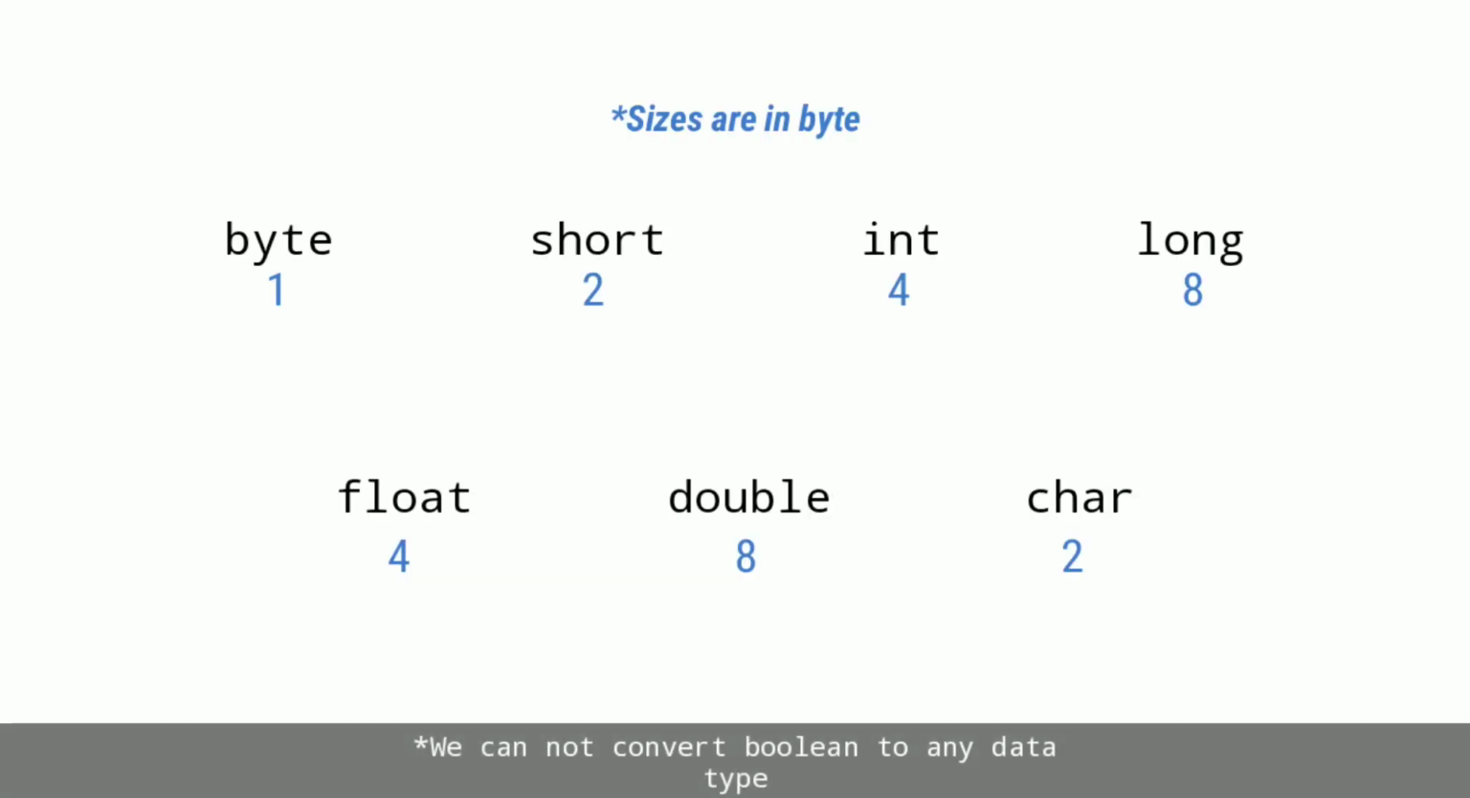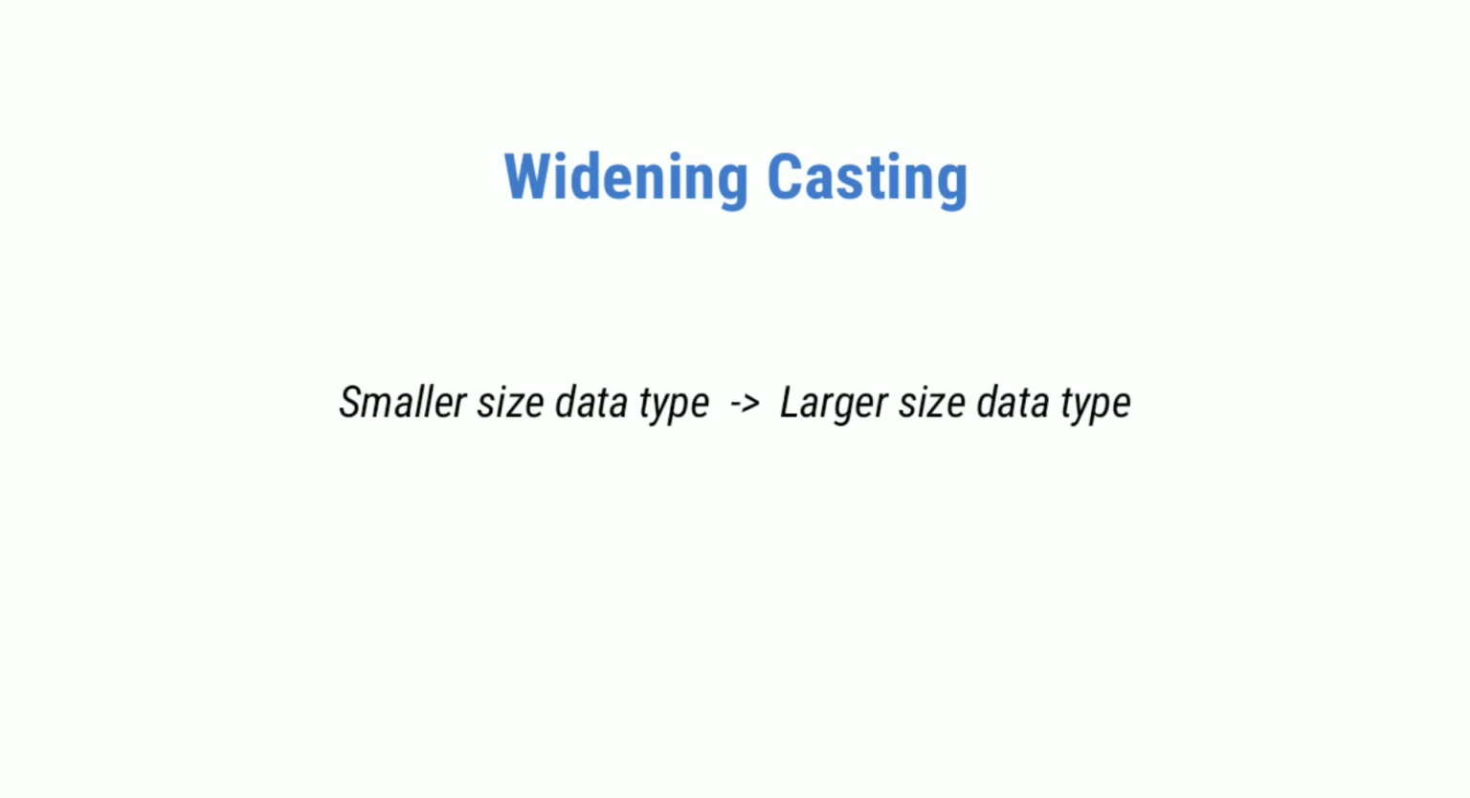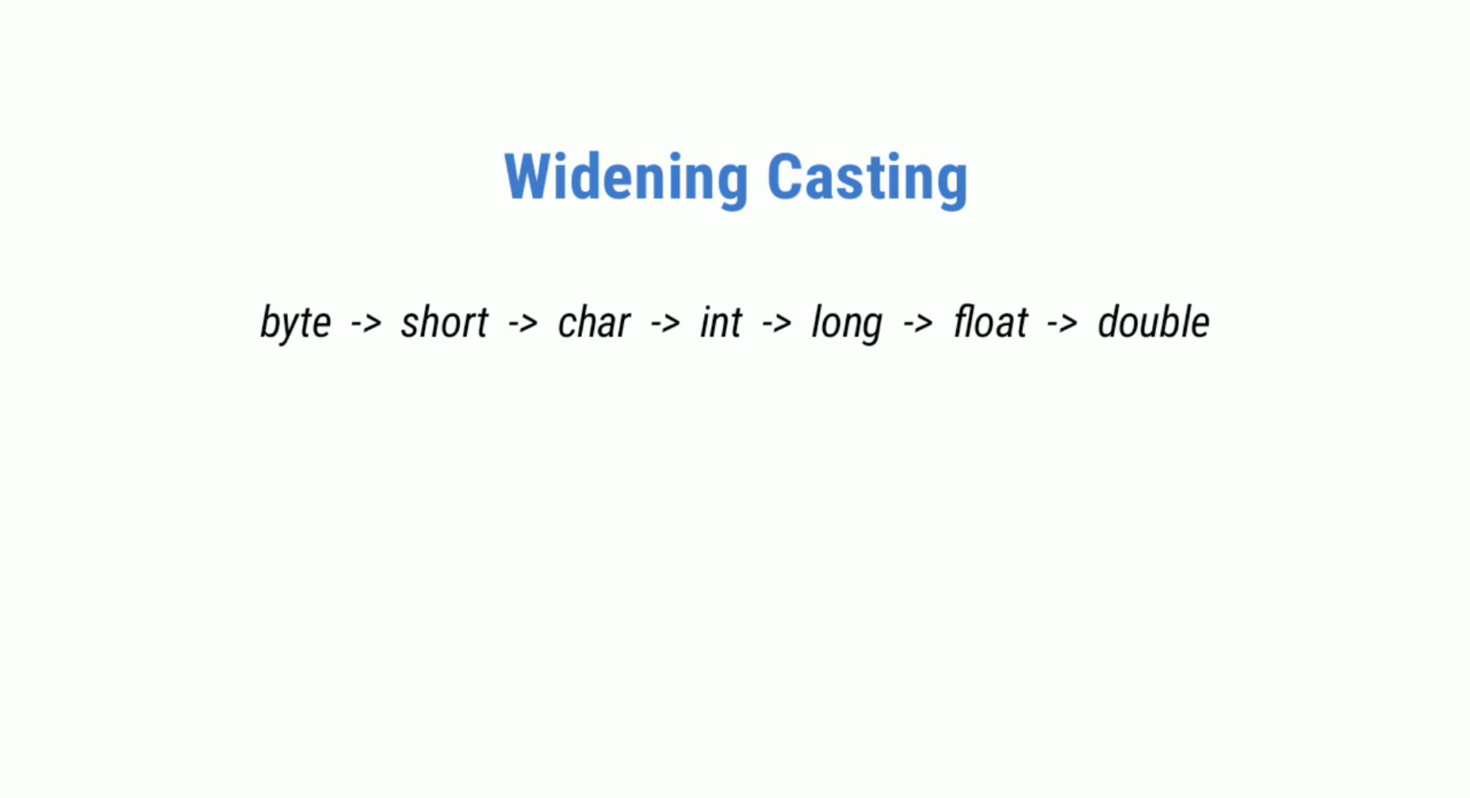If you remember, in the last video we saw that there are different data sizes for different data types. So when we talk about automatic casting or widening casting, we have to keep in mind that we cannot convert a larger size data type to a smaller size data type. In the diagram, you can see that the order is from smaller size data type to larger size data type. And that is from byte to short, short to char, char to int to long, long to float, and float to double. But that does not mean that you cannot convert from byte to int or byte to long or into float. Yes, you can. But you cannot convert from float to int. That means you cannot go in the backward direction.